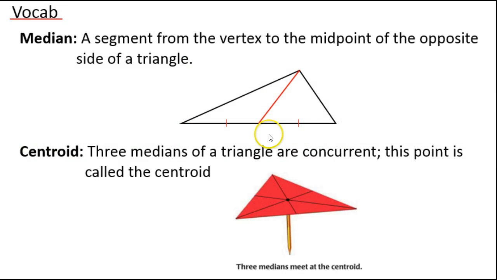Well, we noticed that when we create a segment from a midpoint to a vertex, this actually has a definition. It's called a median. So here's a definition. It's a segment from the vertex to the midpoint of the opposite side of a triangle. And that balancing point that we found in our opening activity is actually called the centroid. So when the three medians of a triangle are concurrent, meaning they all meet at one point, then this point is called a centroid. You can think of the balancing point as the center point, or the centroid. Centroid would be our vocab.